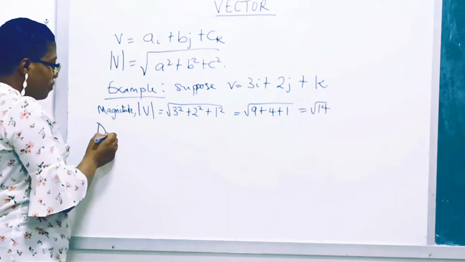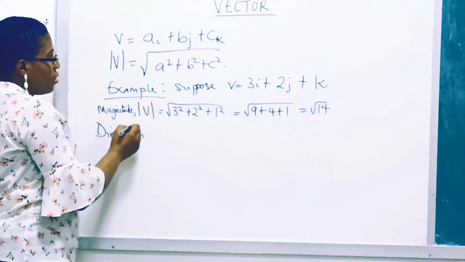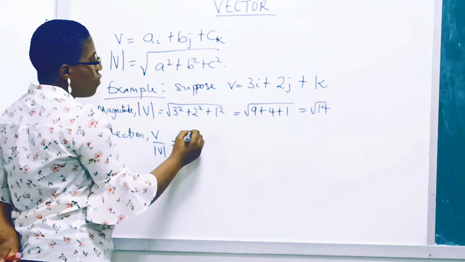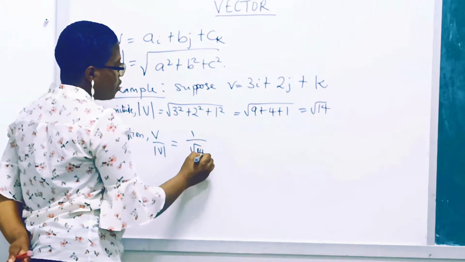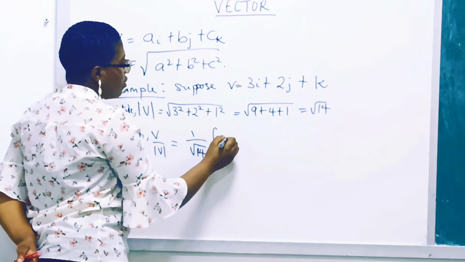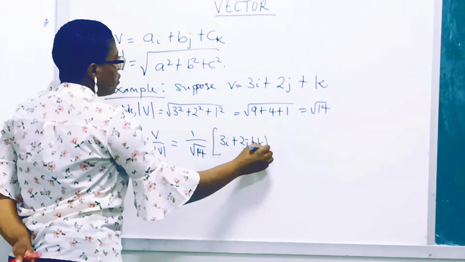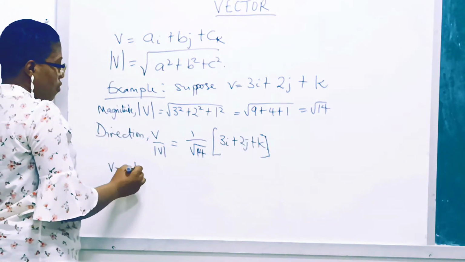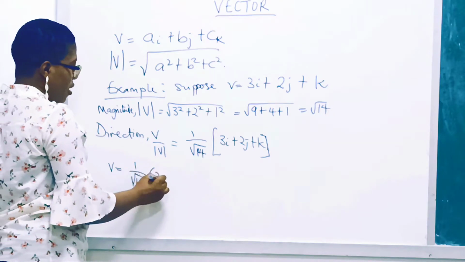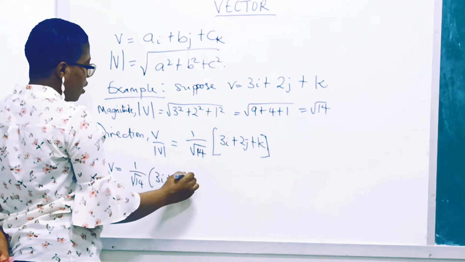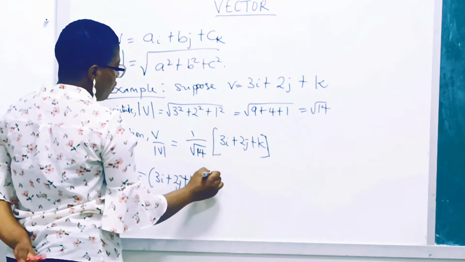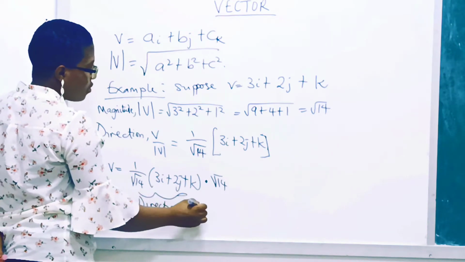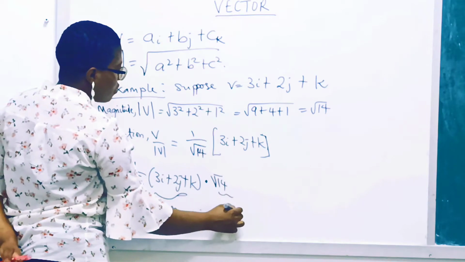So the direction, which is V over the magnitude of V, is equal to 1 over root 14 times 3i plus 2j plus k. And this means that V is equal to 1 over root 14 times 3i plus 2j plus k, times root 14, where this is the direction times its magnitude. That's clear, right?